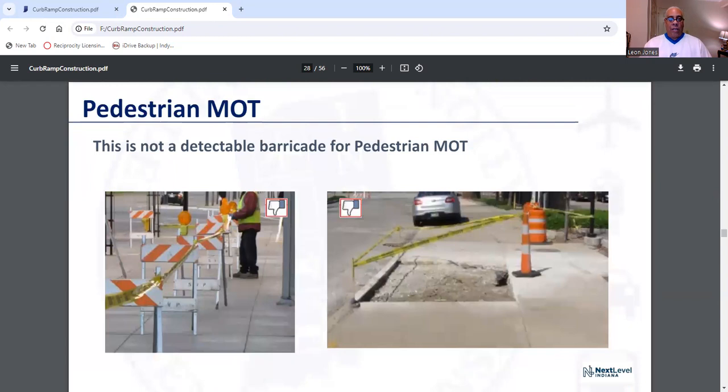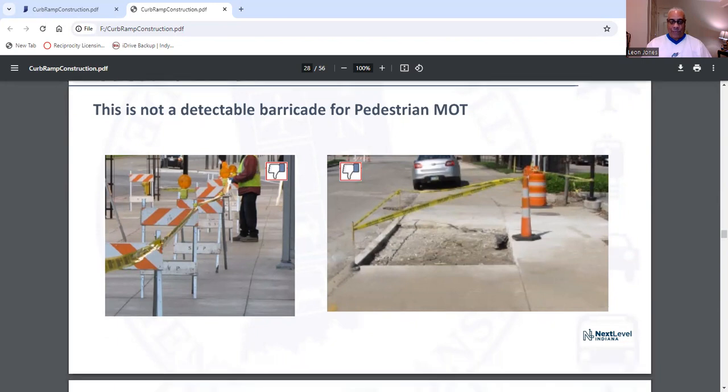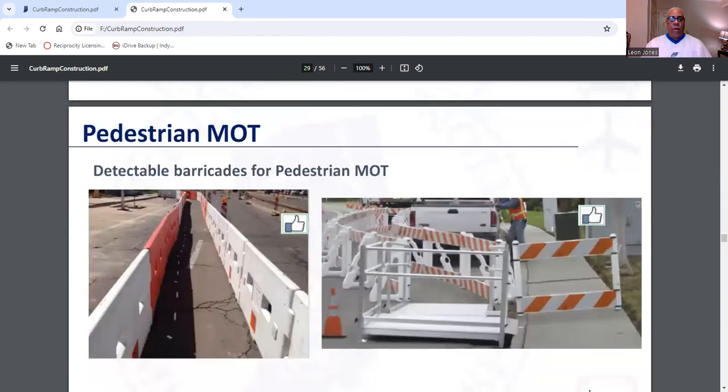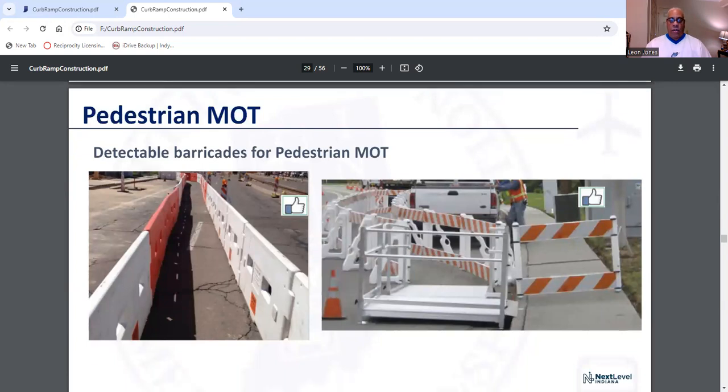Again, looking at the MOT, this is not a detectable barricade for pedestrian MOT. Detectable barricades for pedestrian MOT. This is what they look like.